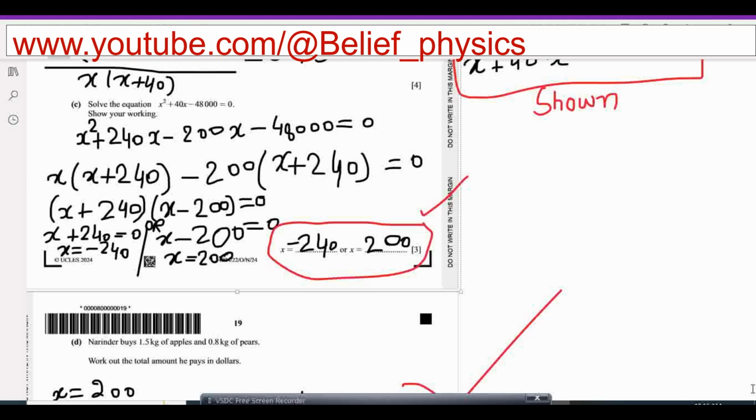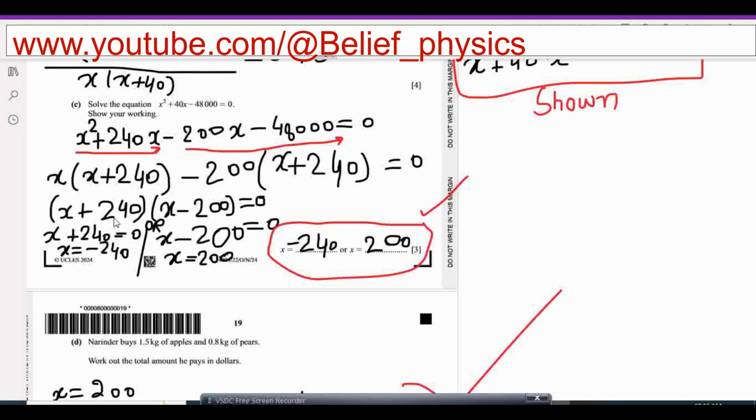So I split this number 40 into 240 minus 200. So we get x square plus 240x minus 200x minus 48,000 equals 0. From this pair I take x common, so we get x plus 240 inside, and from this pair I take 200 common, so it comes x plus 240 inside the bracket. So we get x plus 240 into x minus 200 is equal to 0.